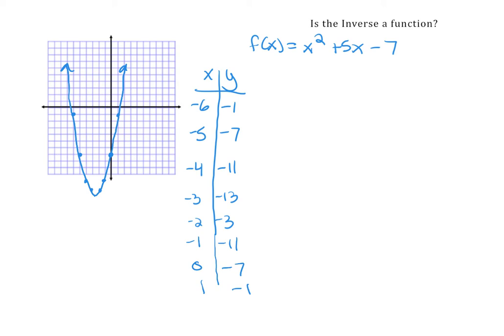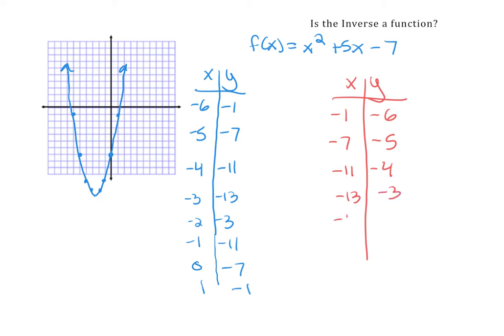Okay, so if we graph this parabola, now let's look at the graph of its inverse. So the inverse, easiest way to do this is to just switch our x and y. So -1, -6; -7, -5; -11, -4; -13, -3. Oops, that was supposed to say 13 right there. -13, -2; -11, -1; -7, 0; -1, 1. Okay, so let's graph all of those points.